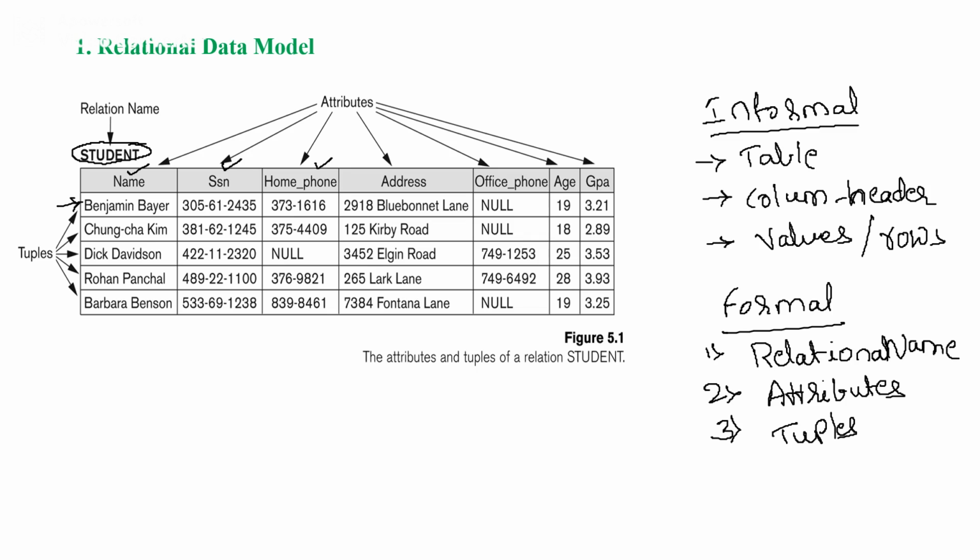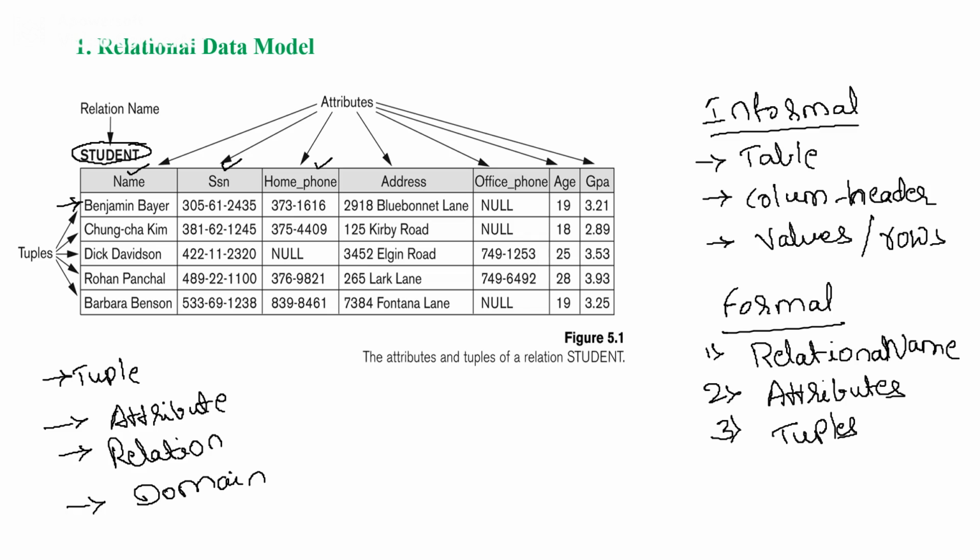Now, we will have some definitions: what is meant by a tuple, what is meant by an attribute, how we can define this attribute, what is the meaning of a relation, and what is the meaning of a domain. The values we also call domains, or the data type we also call a domain value.